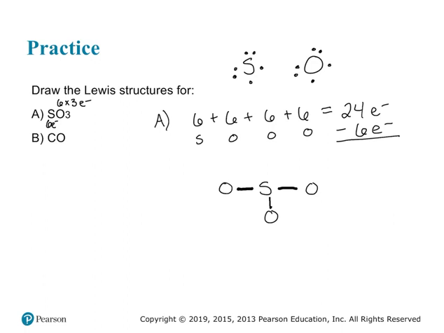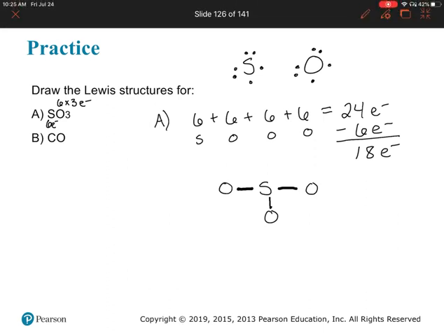Okay, so 24 minus the 6 that we used is 18. So we've got 18 electrons left. Let's place those electrons around the outer atoms first and give each of those outer atoms an octet. I'll start with the oxygen on the left. I'm giving it 8 electrons here, and I'll do that for each of the oxygen atoms.